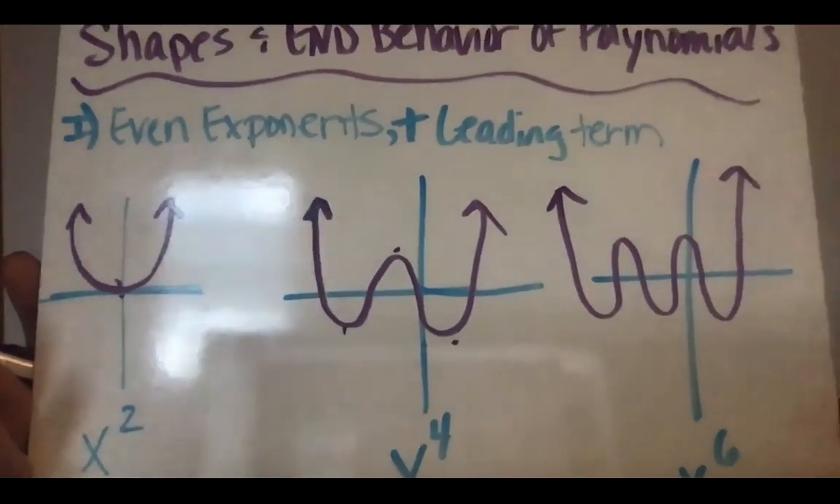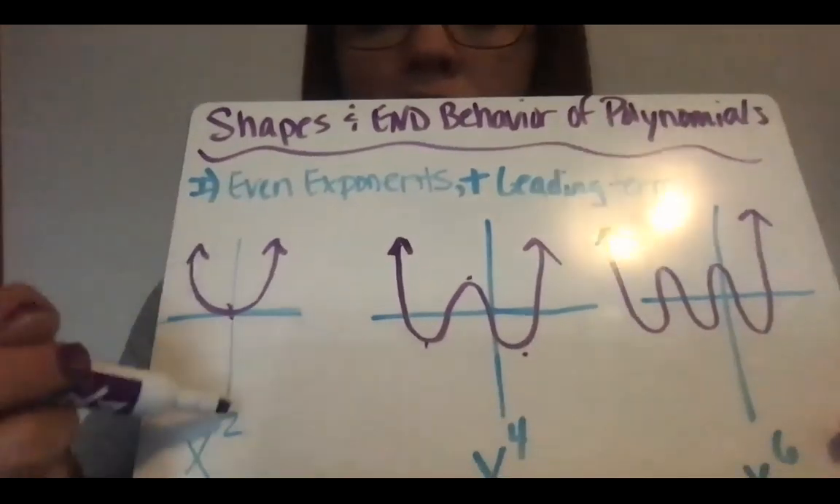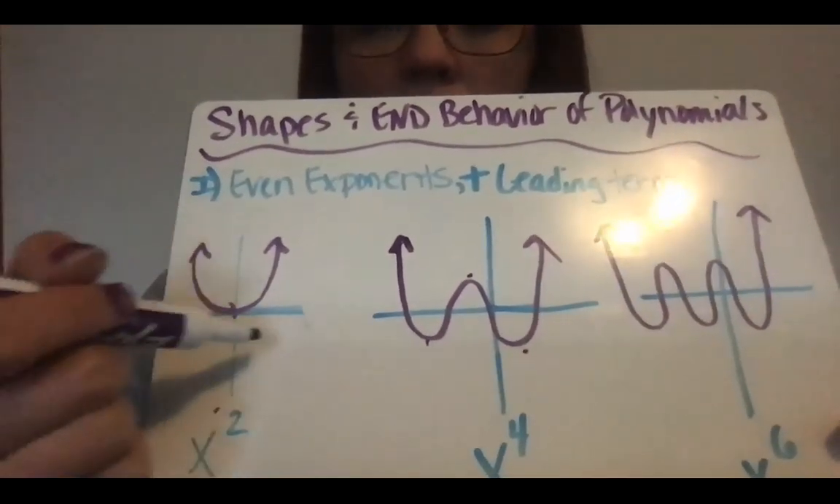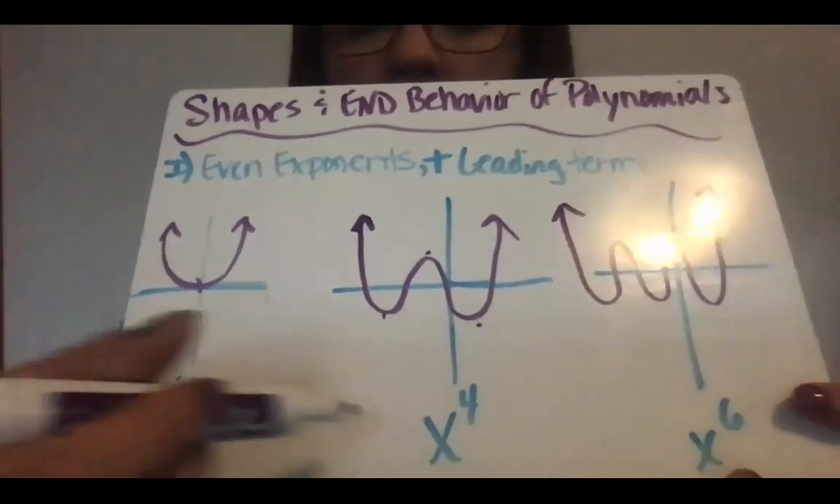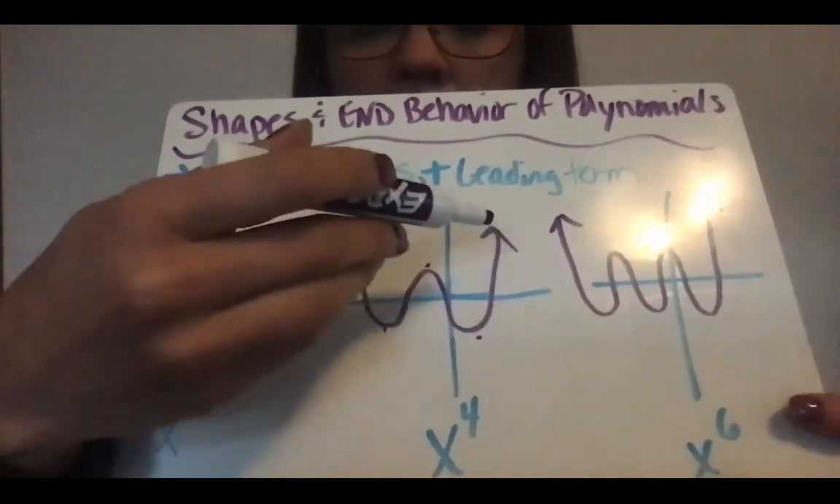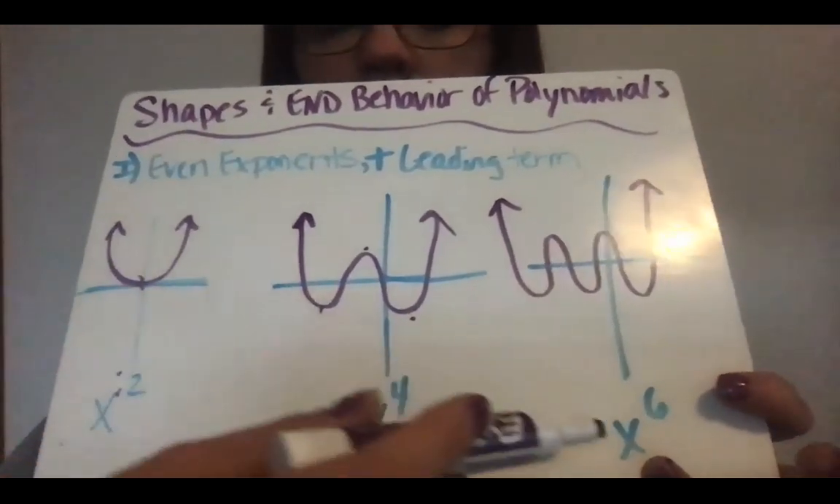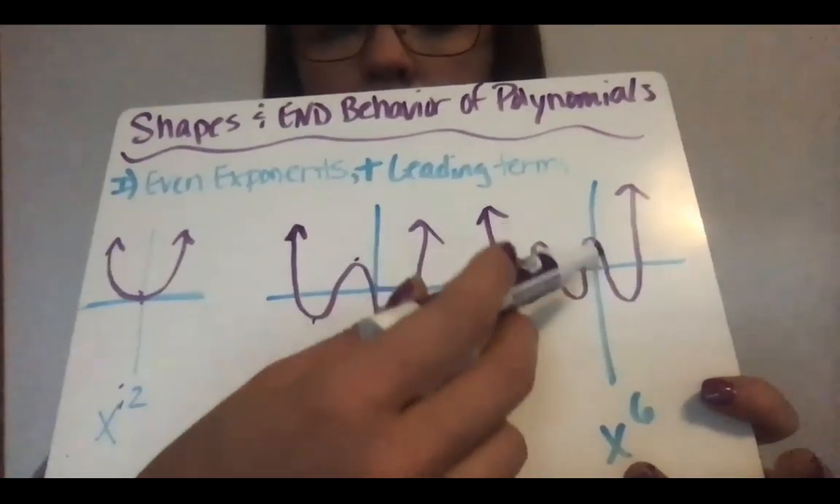Here's the important thing out of these shapes: that we understand the number of turns. X squared had 1 turn, 1 hump, 1 less than the exponent. X to the 4th had 3 turns, 1, 2, 3, 1 less than the exponent. X to the 6th had 5 turns, 1, 2, 3, 4, 5.